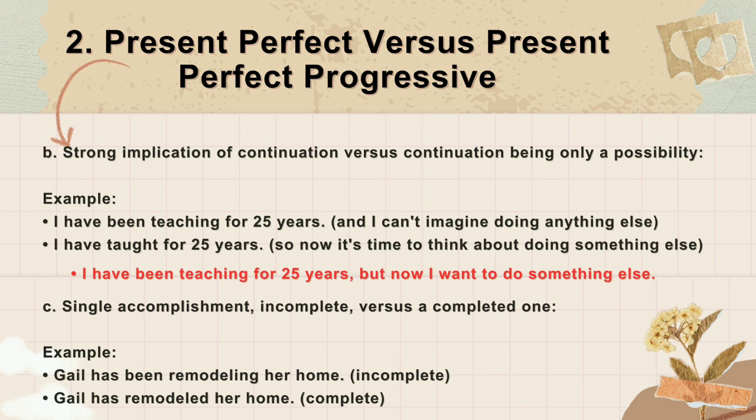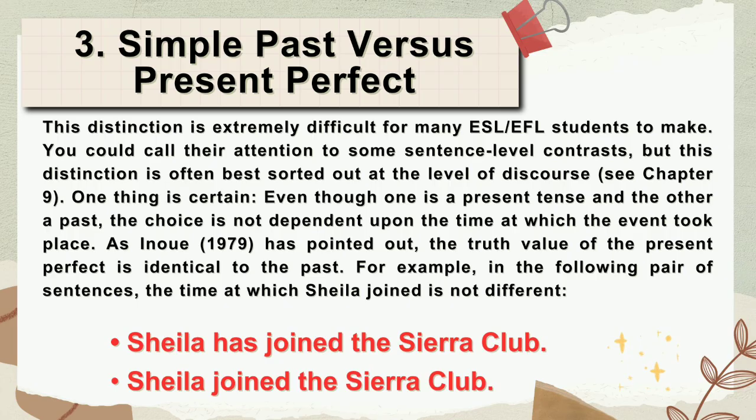Letter C is single accomplishment, incomplete versus a complete one. So for example, "Zhao has been remodeling her home" - she is incomplete. Another example is "Zhao has remodeled her home" - that is complete. So the third one here is the simple past versus present perfect. This distinction is extremely difficult for many EFL, ESL, and EFL students to make.